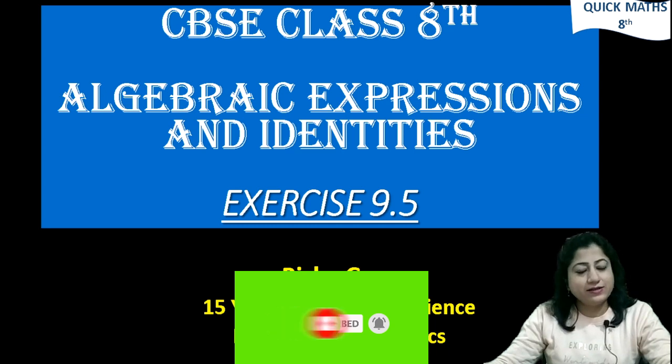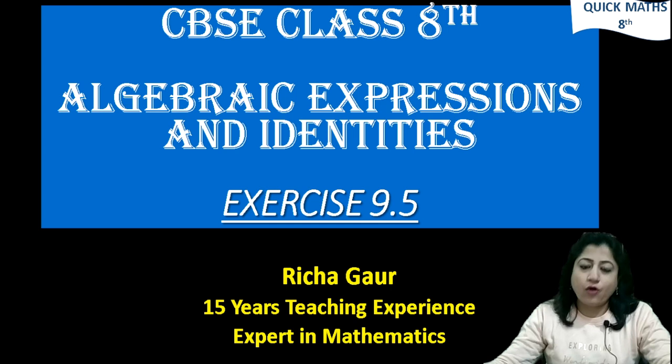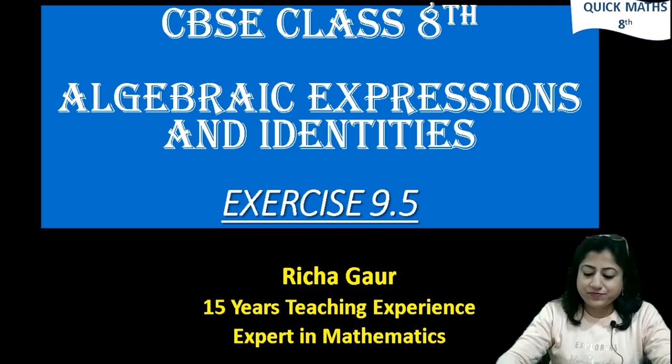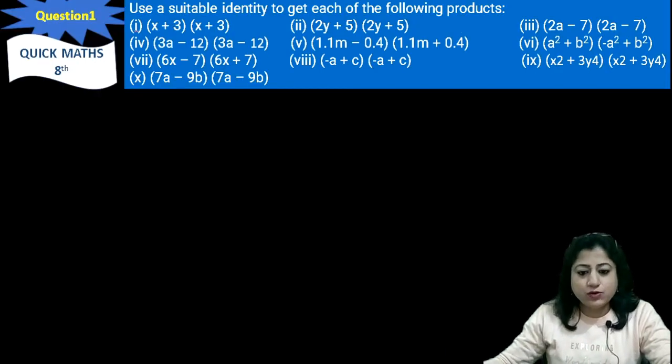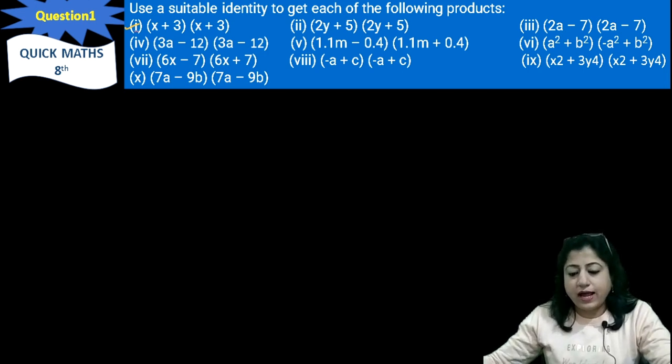Today we will start chapter Algebraic Expressions and Identities of class 8th and exercise 9.5. The first question is: use a suitable identity to get each of the following products. We have to do the products of all these parts using suitable identities. So first of all, we should know the identities.